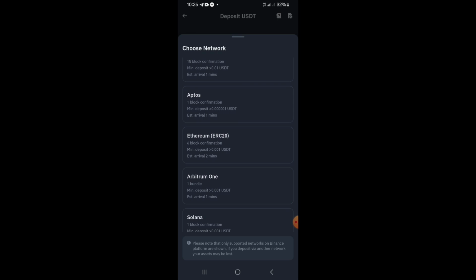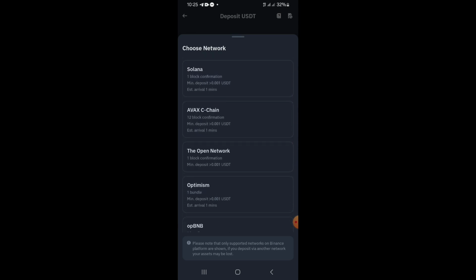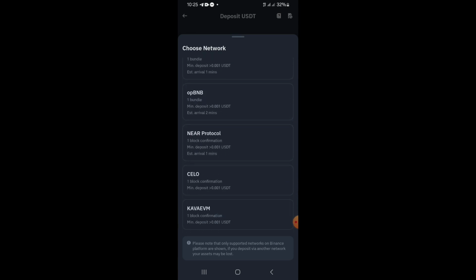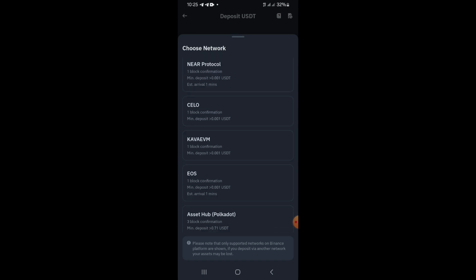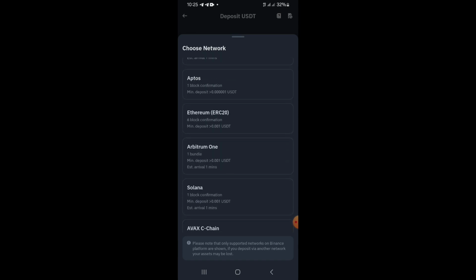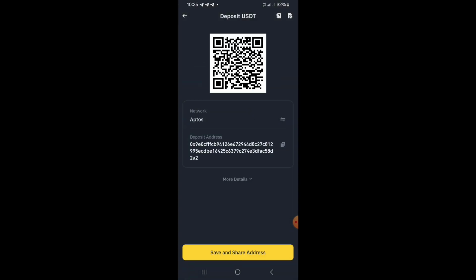This one, Ethereum 2, they will charge you $1. So all the rest they will charge you $1. There are some that will even charge you $3. I don't think it's here. But this Aptos is very good. So just click on this Aptos. You click on the copy.